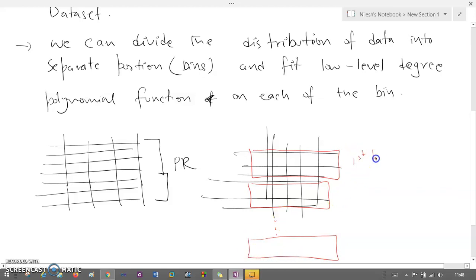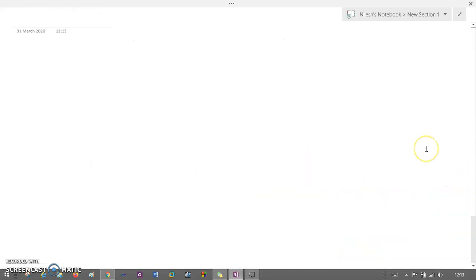So this is the first bin, second bin, this is my kth bin. Okay, and then on these bins we're going to apply polynomial regression 1, polynomial regression 2, and polynomial regression k. So individual polynomial regression, small polynomial regressions, we can apply. So a graph of such is going to look like this.